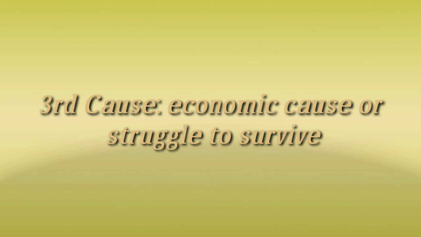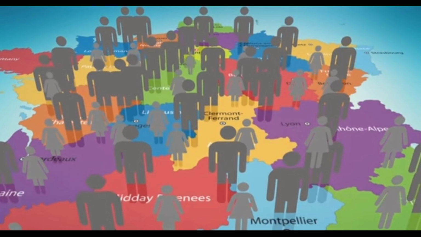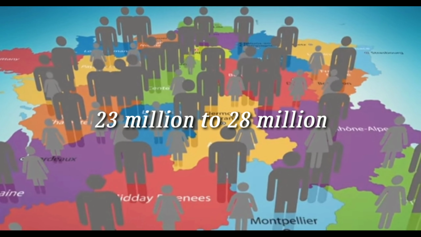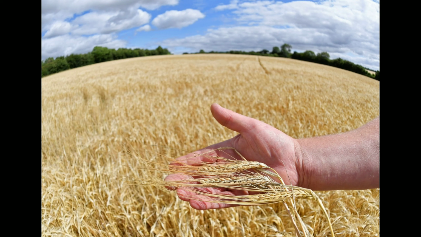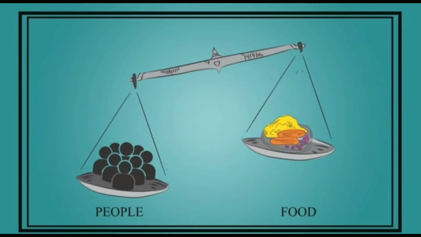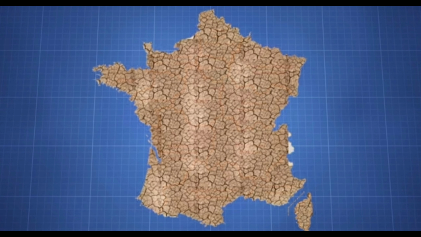Third cause, economic cause, or the struggle to survive. The population of France rose from 23 million to 28 million in 1789. This led to a rapid increase in demand for food grain. The production of grain was less because of drought and hail, which reduced the harvest.